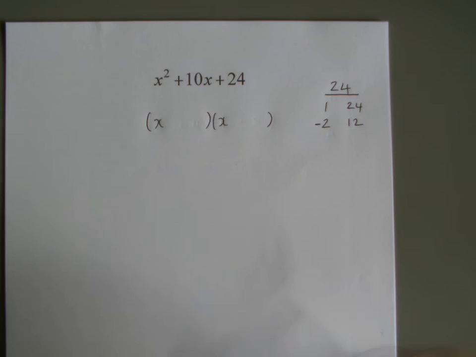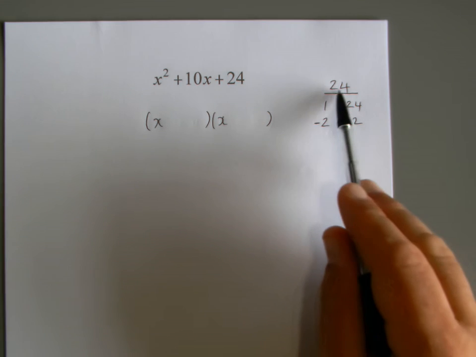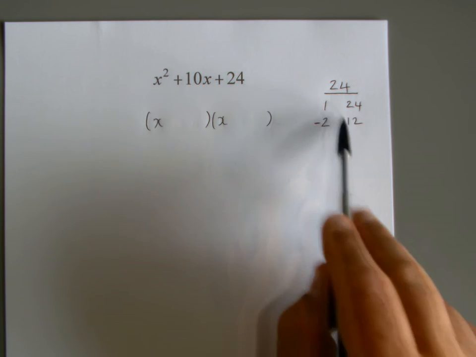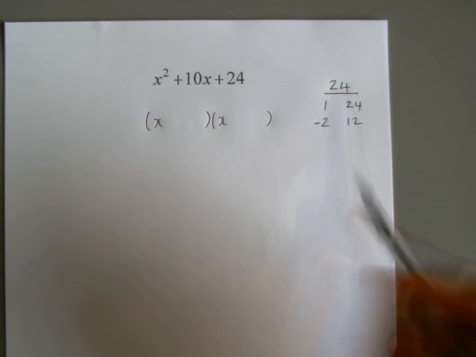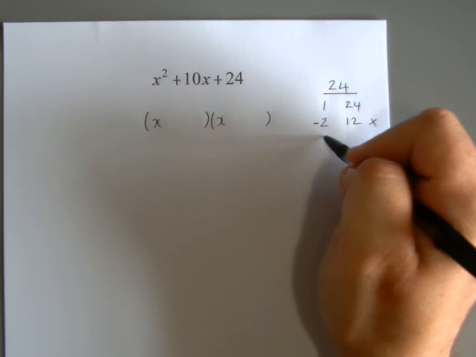So you can get them to add up here to give 10. However, when you multiply them, does it give me positive 24? Remember, I want positive 24. Well, when I multiply them, it gives me negative 24. So that's no good, right? That pair, even though it looks as though it can work, it doesn't.